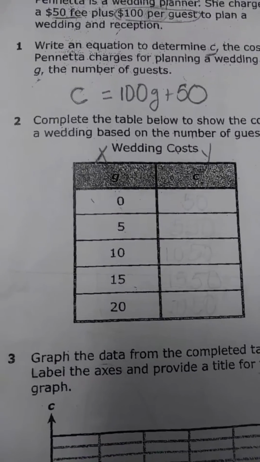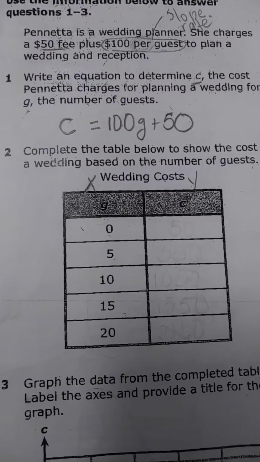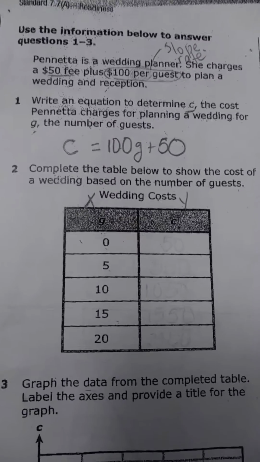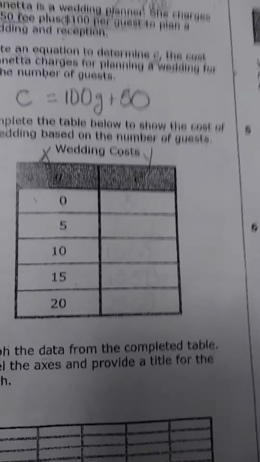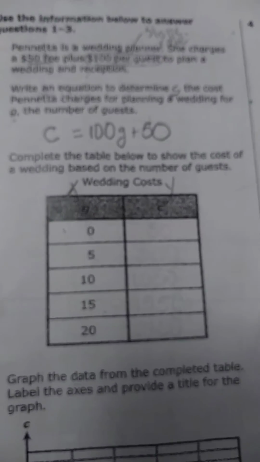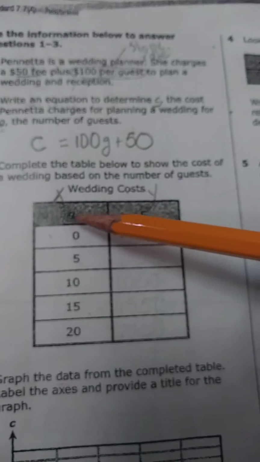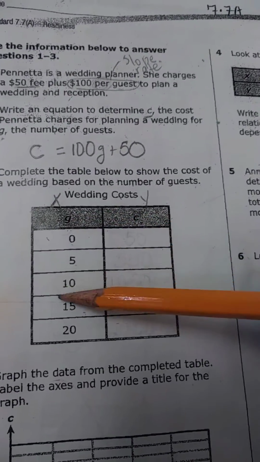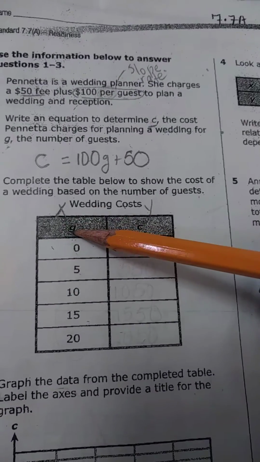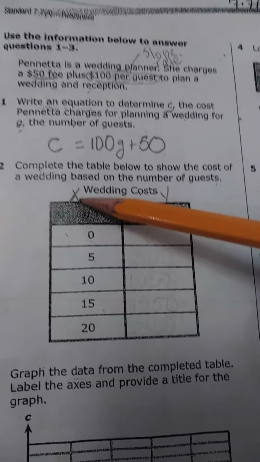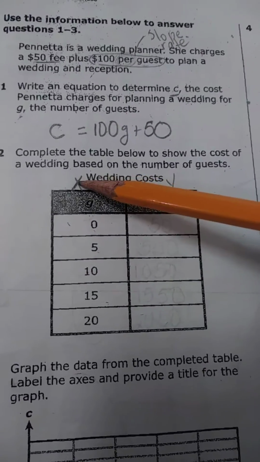Okay, so let's take a look at the second question. It says, complete the table below to show the cost of a wedding based on the number of guests. Now they've provided a table with the number of guests, the values on the left-hand side. So the values on the left-hand side will always represent our x. The number of guests we have established is the independent variable, and that is always our x. So our x is always on the left-hand side.